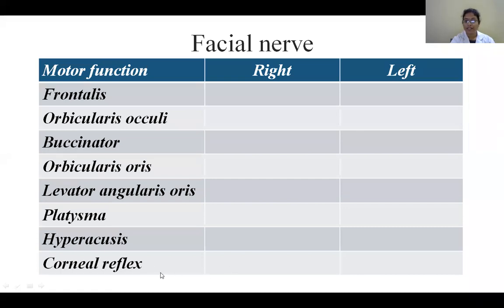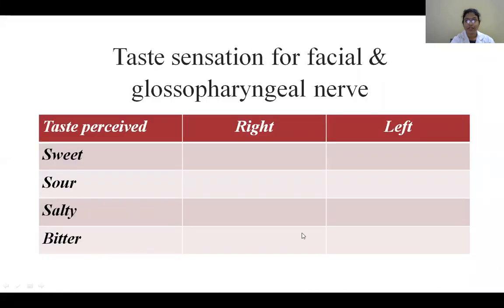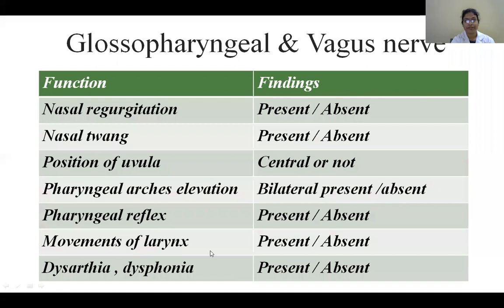Blinking of the eyes is the response. So what we look for is the response. Taste sensation, we have to assess the anterior 2/3 and the posterior 1/3 separately, and on the right side and the left side for sweet, sour, salty and bitter. Bitter has to be assessed at the last.